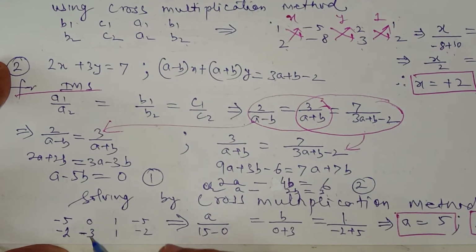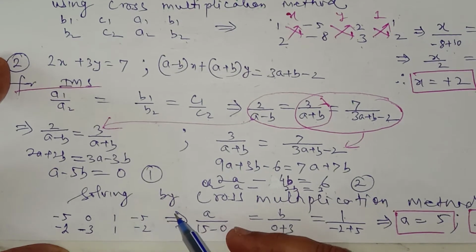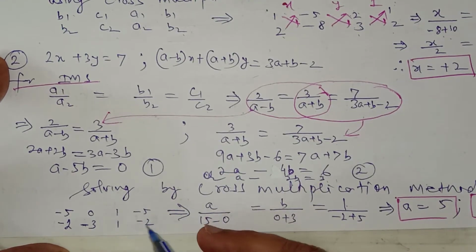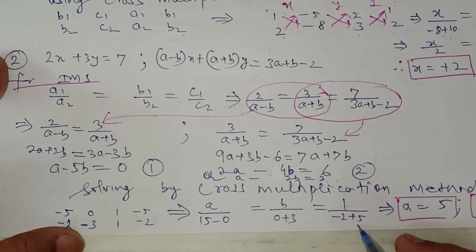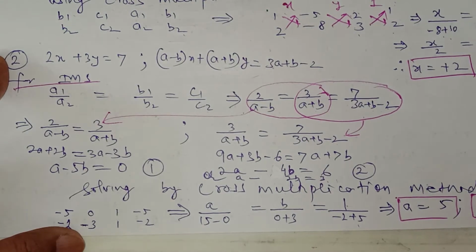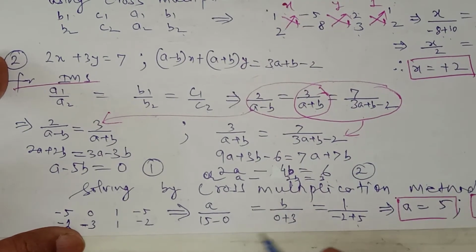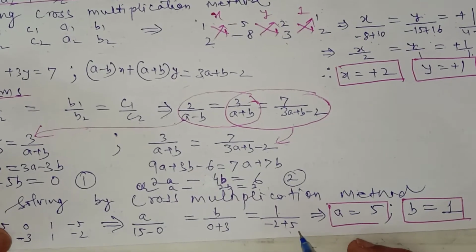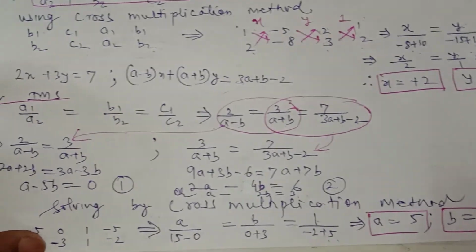b1 b2, a1 a2, c1 c2, again b1 b2, then a upon this into this minus this into this, b upon this into this minus this into this, and 1 upon will be this into this minus this into this. So when you put this equal to this, you will get the value of a. When you put this equal to this, you will get the value of b, which is 5 and 1.